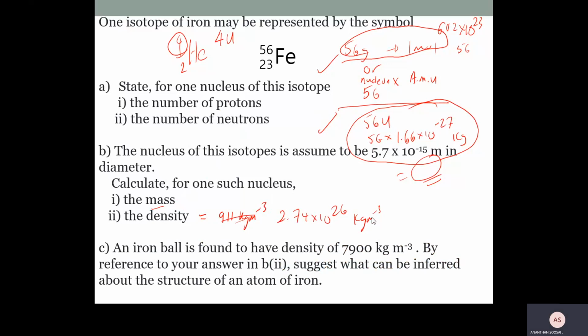The nucleus density is so huge, but the iron ball's density is so low. Yes, mostly empty space. Because the atom consists of mostly empty space, the volume is huge. That's why density drops a lot. Nucleus density is that much, but when it comes to the atom, the density drop means the volume has increased a lot. That means there is a lot of free space. So the density decrease means the volume increases a lot. So therefore, a lot of free space contributes to the increase in the volume. So that's the direction of this question.